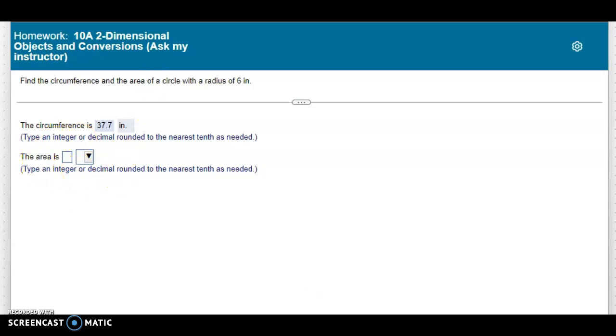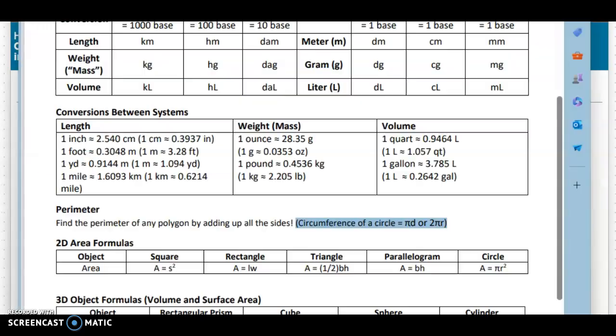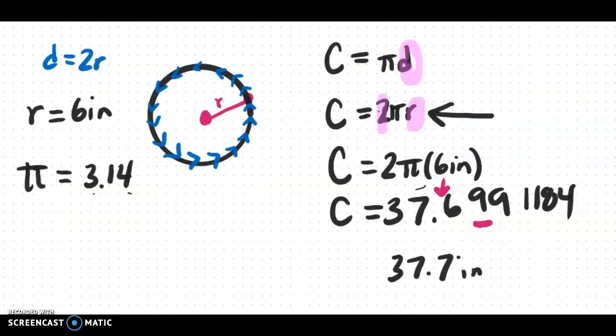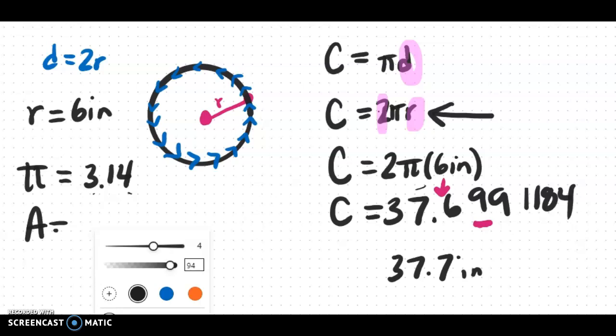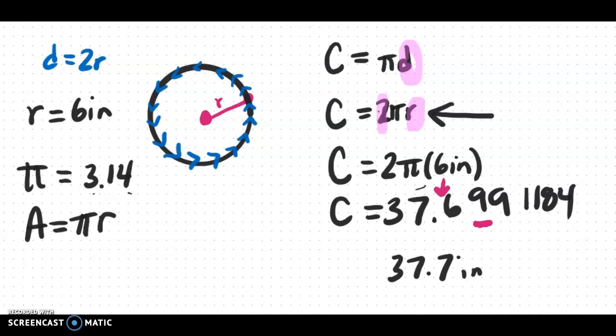The area. So to find the area, I need to use my formula sheet again. And 2D area formulas. So area. And I'm going to go all the way to circle. And it says the area is equal to pi r squared. So let's write down that here. Area is equal to pi r squared.